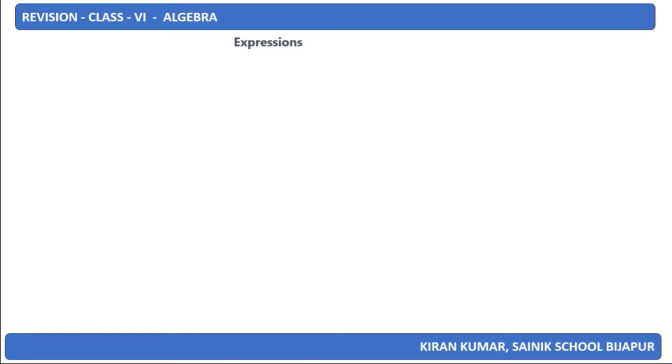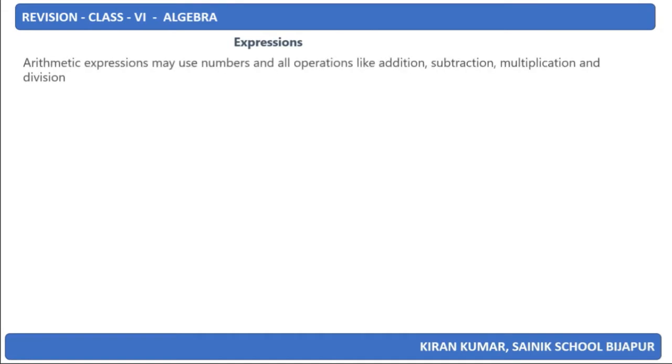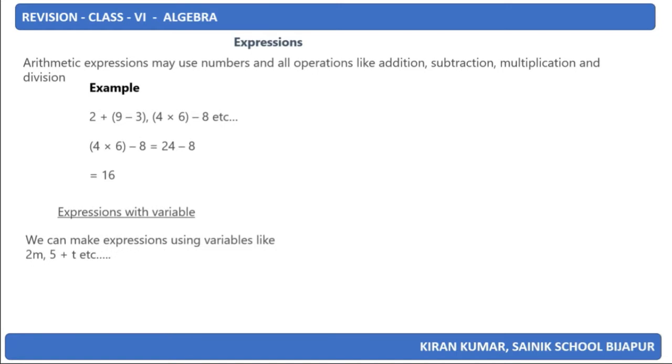An arithmetic expression may be related to numbers and all the operations like addition, subtraction, multiplication and division. For example, 2 added to 9 minus 3, 4 multiplied by 6 minus 8, etc. These are all expressions. When we consider variables in the expression, we can make expressions using variables like 2m, 5 plus t, etc. An expression containing variables cannot be analyzed until its value is given.